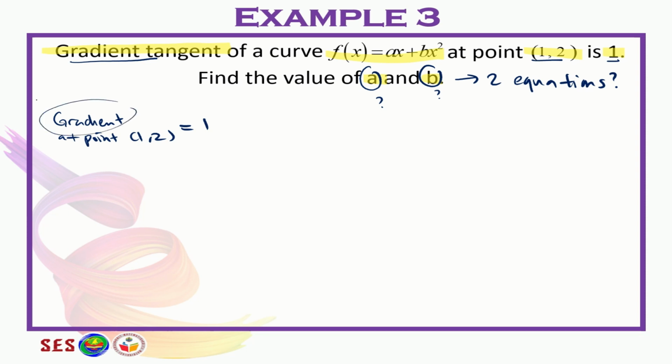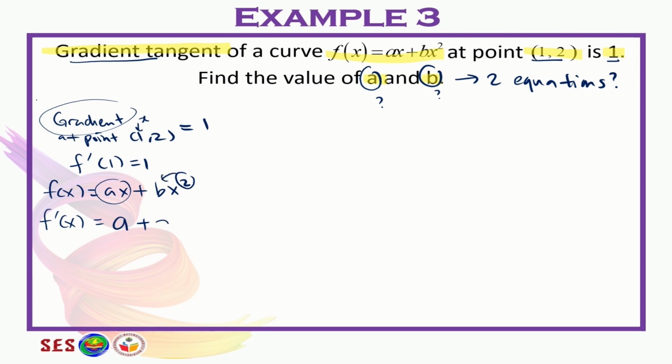So we know that the gradient is f'(x). So f'(x), x is 1. So f'(1) is equal to 1. So that is our first information. So first step, you have to differentiate the function. So f(x) = ax + bx^2. So f'(x) is equal to, differentiating ax will be a, and then plus, bringing the power to the front, 2bx, and then power minus 1.